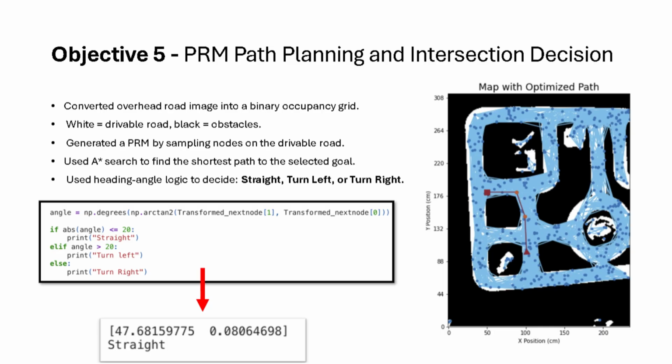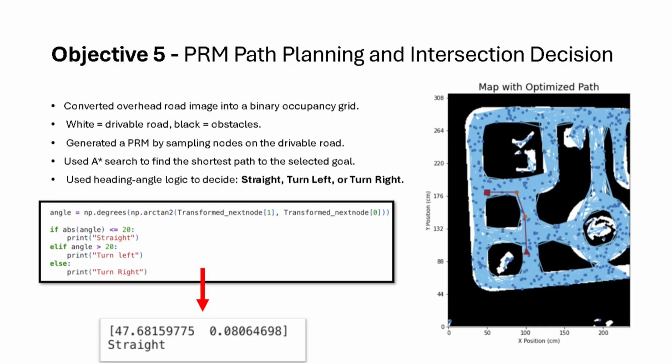Objective 5 focused on generating a path planning map that the JetBot could use to decide where to go next. We first converted the overhead map image into a binary occupancy grid, where the drivable road was shown as white and obstacles were shown as black. Then we generated a probabilistic map by randomly placing accessible nodes on the drivable road and connecting them into possible paths. The algorithm then searched to find the shortest path from the JetBot's current position to the selected goal location B.